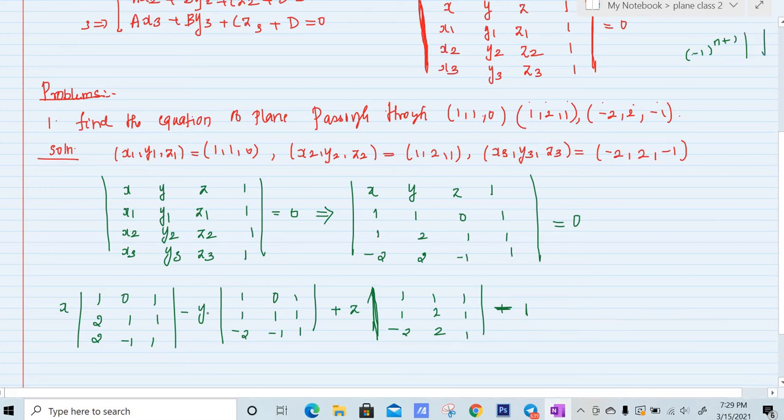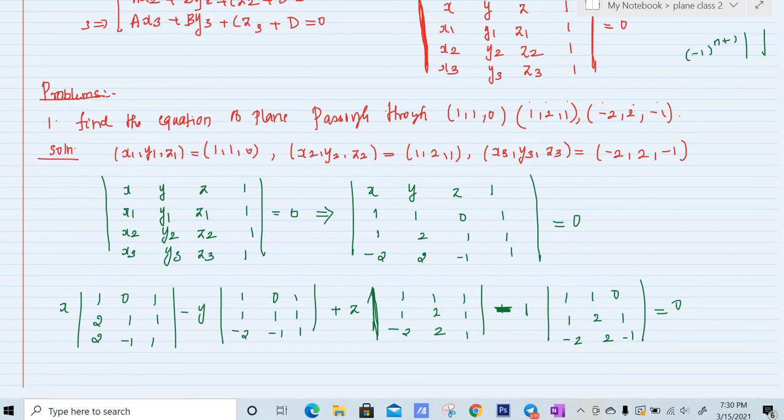So the second term will be minus, the fourth term will be minus, and the sixth term will be minus. Next one determinant. So minus 1 into, don't forget to put minus here, right? So the second term and fourth term and sixth term, all the even terms are minus of that term. So minus, this column and this will get vanished. So we will have 1, 1, 0, 1, 2, 1, minus 2, 2, minus 1 is equal to 0. So now we will expand this.